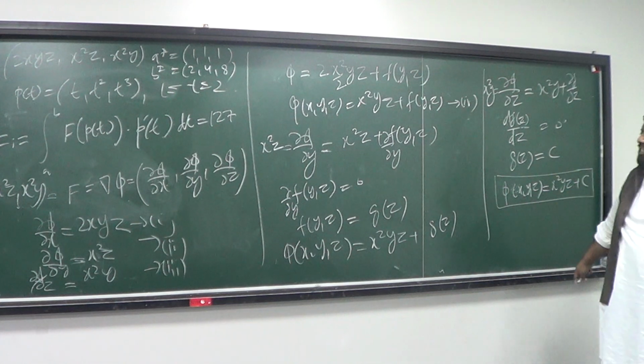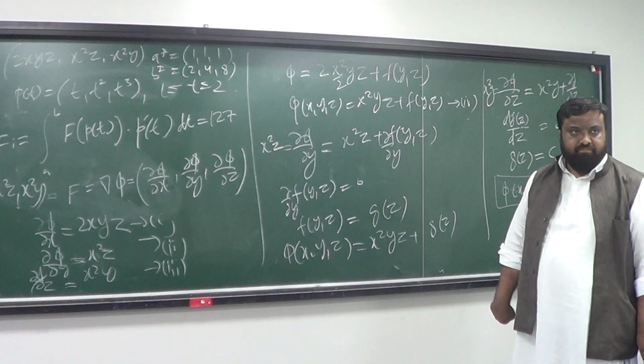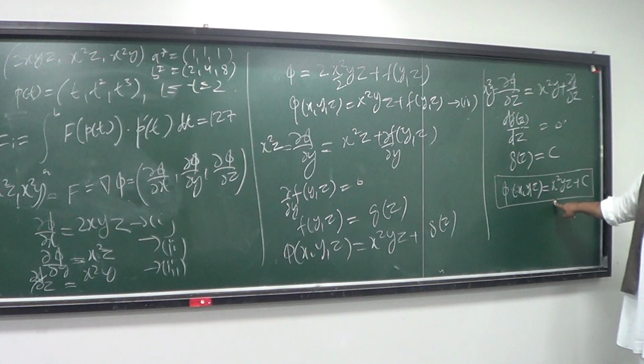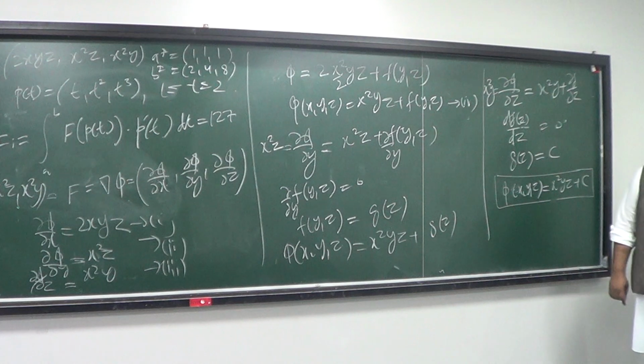If you differentiate it with respect to x, are you getting 2xyz? Differentiated with respect to x, 2xyz. Differentiated with respect to y, you're getting x squared z. Differentiated with respect to z, you're getting x squared y. So everything is fine, you can see that it really satisfies the equation. Okay, so what is the final thing that I need to do?